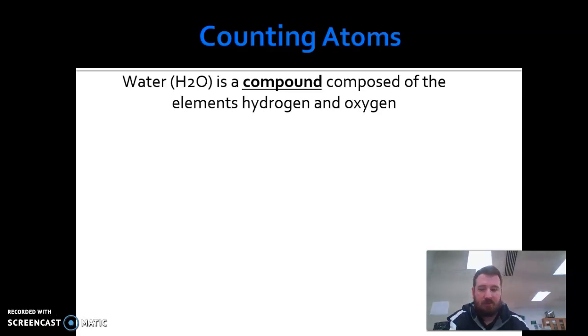All right. So, if you have not, make sure you have your green sheet out and ready. We are open to page 3. I'm going to start about halfway down the page where it says counting atoms. All right. So, let's start it off. So, water, H2O, which is its chemical formula, is a compound composed of elements hydrogen and oxygen.